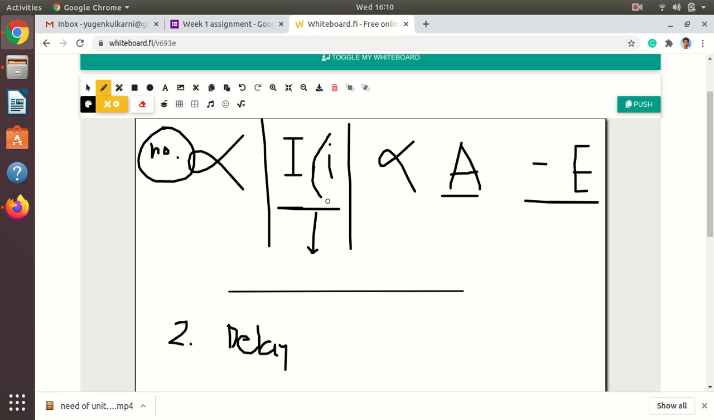Small i represents the current, so capital I is intensity, small i is the current. Current increases means the number of electrons flowing per unit time increases. An electron is a discrete unit of charge, so we can relate every electron with every photon. So the particle nature can explain it.